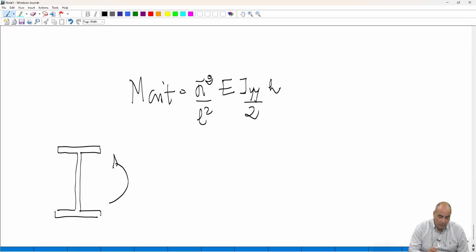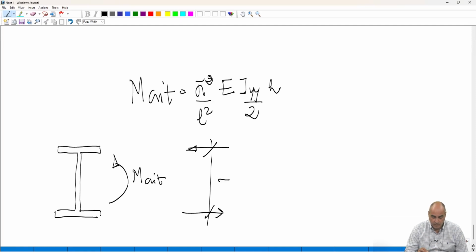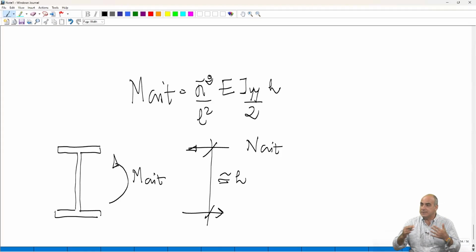And this is the bending moment, and you say this is M critical. But this M critical, you can see as an N critical times H. Is this the way in which we have said that this I cross section works?